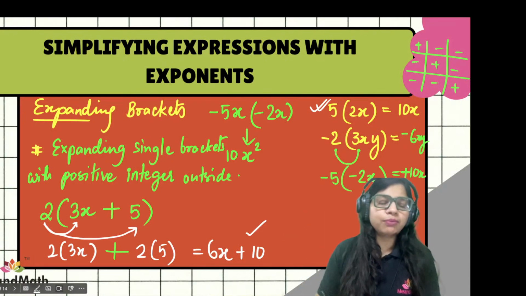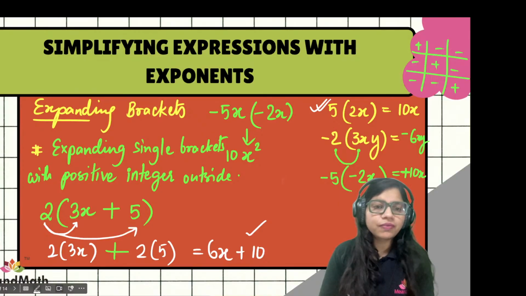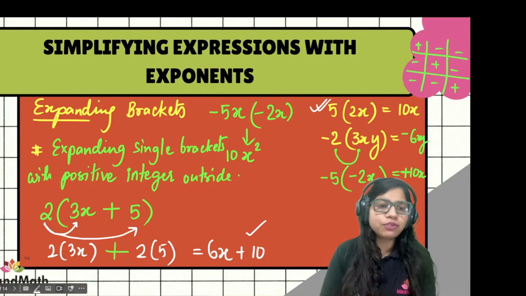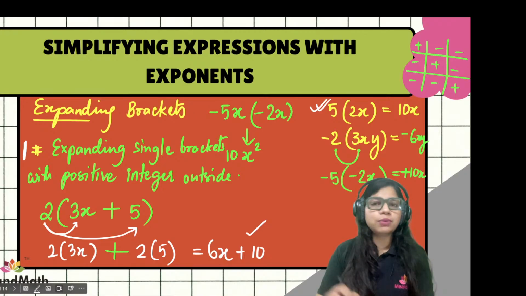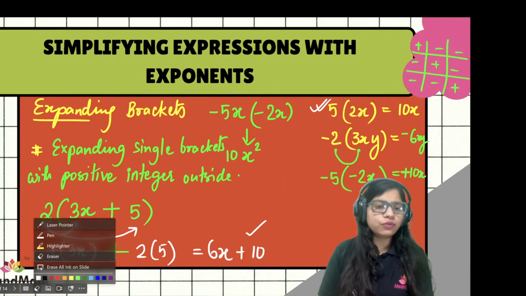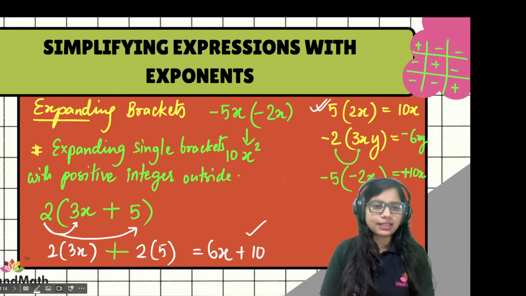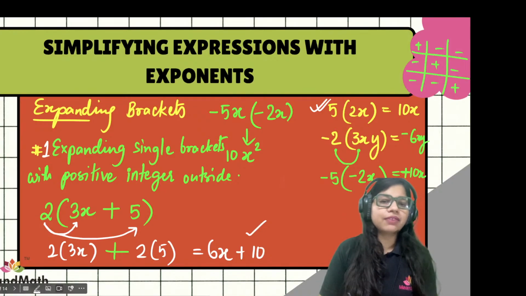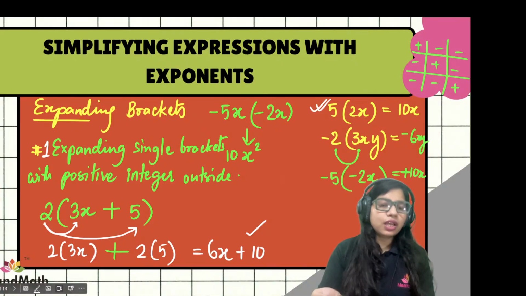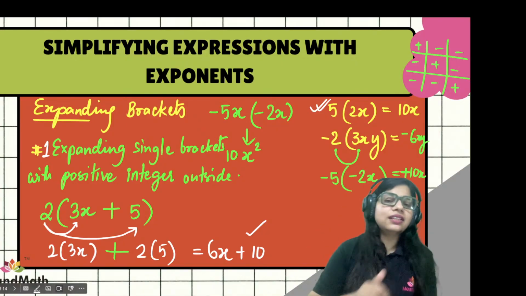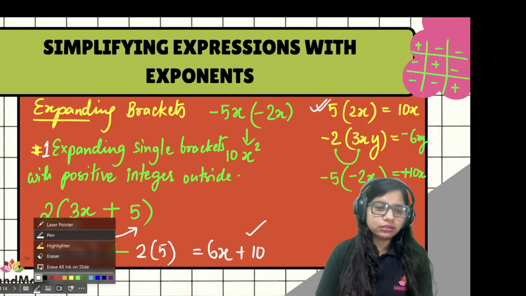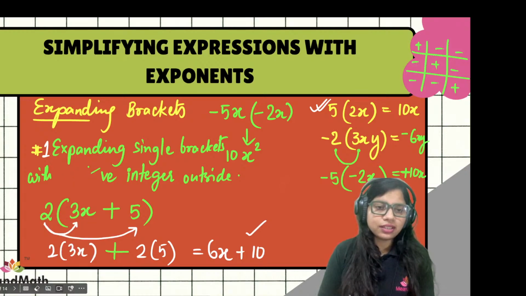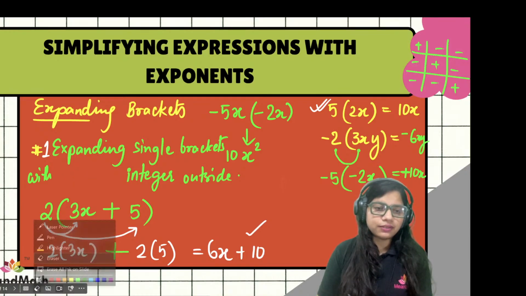Now the second type we're going to talk about. This was type 1, and I would suggest you keep writing these types because it helps us recall things at our initial stage. After some time you wouldn't need a lot of assistance, but right now I would suggest it. The second type is expanding brackets where we have a negative integer outside. So instead of positive, we would have a negative outside.